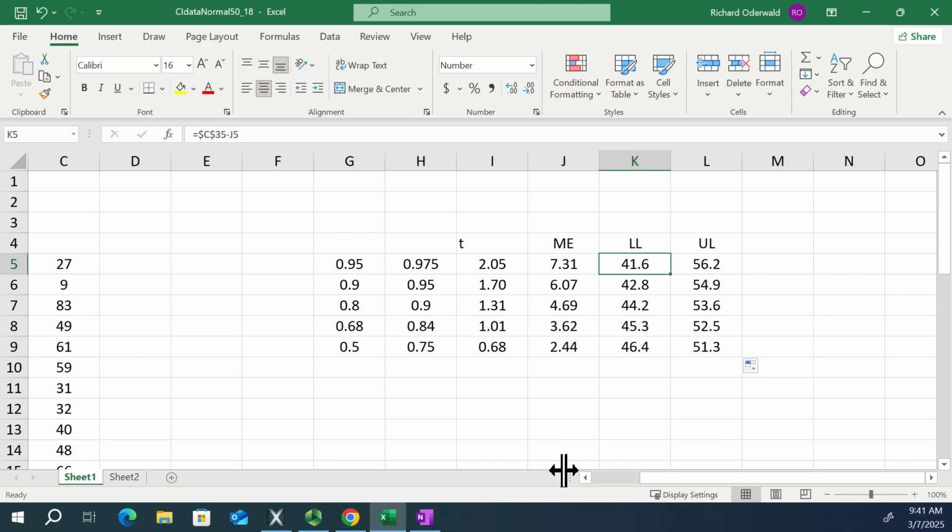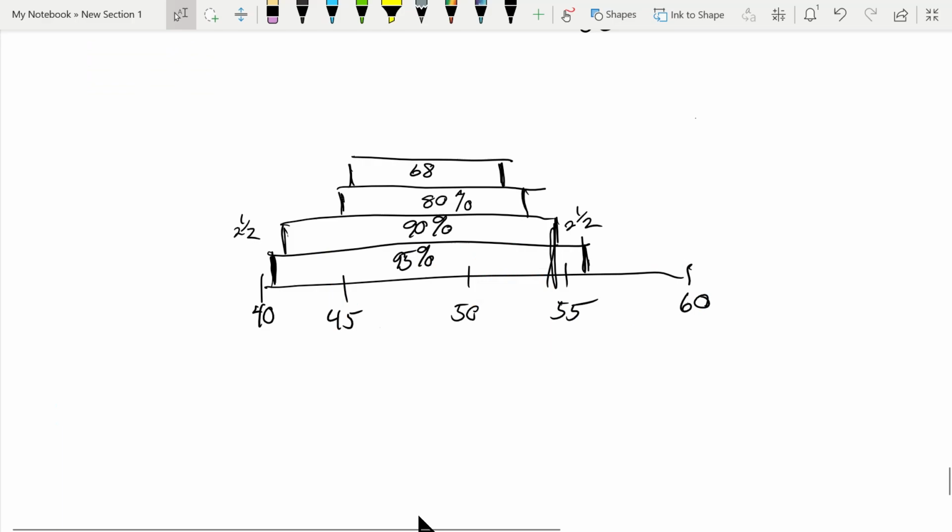The last one is the 50%. 51 on the upper end, 46.4, whatever it is, it's inside that. That's my confidence interval stack.